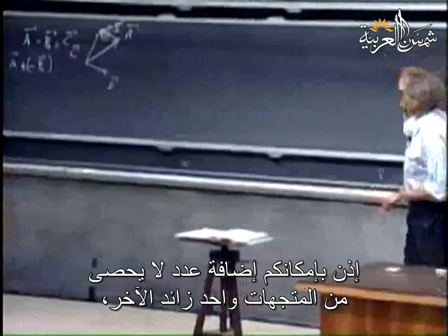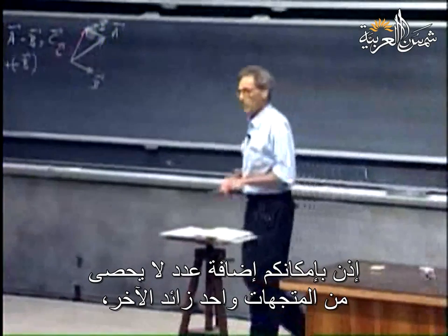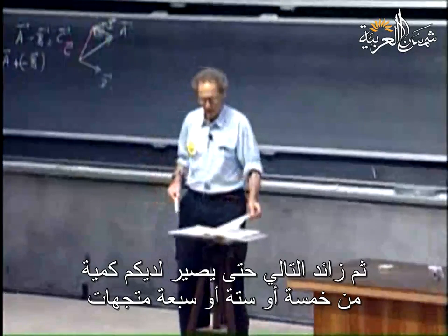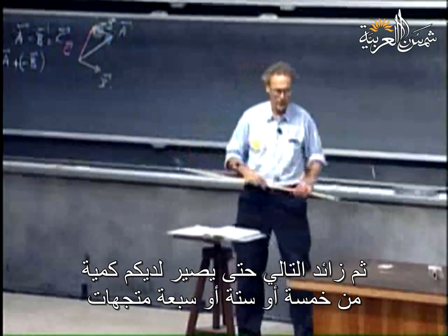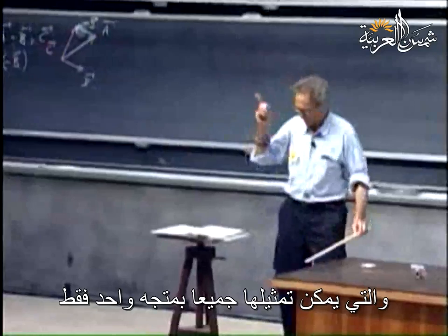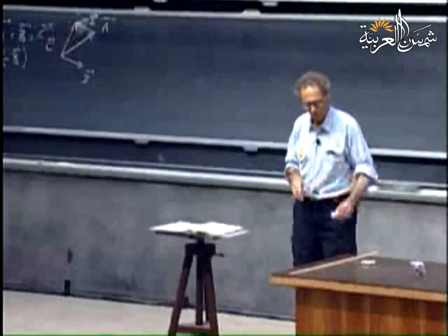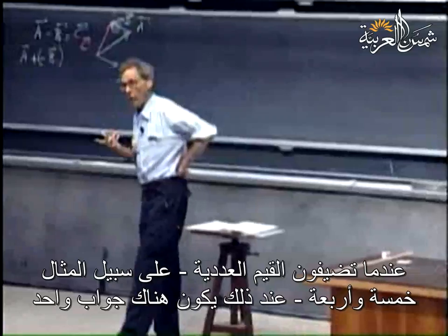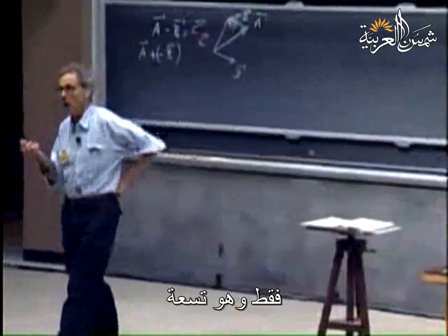So you can add countless numbers of vectors, one plus the other, the next one, and you finally have the sum of 5 or 6 or 7 vectors, which then can be represented by only one. When you add scalars, for instance 5 and 4, then there's only one answer, that is 9. 5 plus 4 is 9.